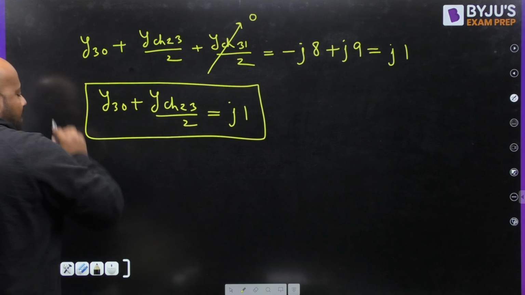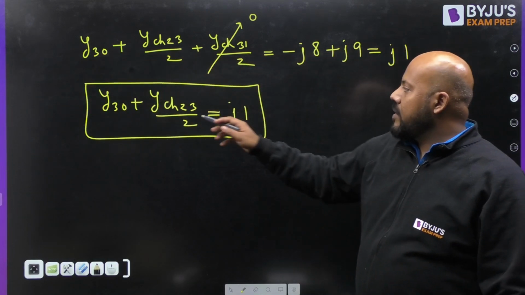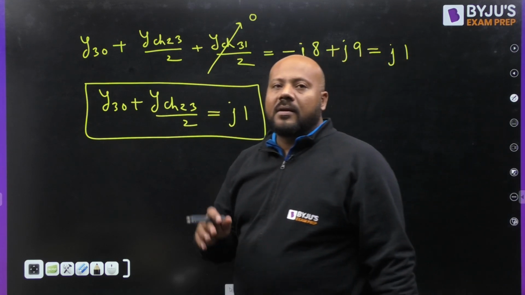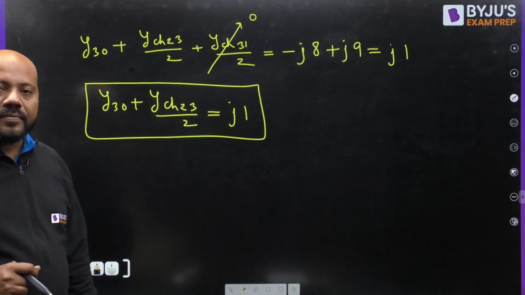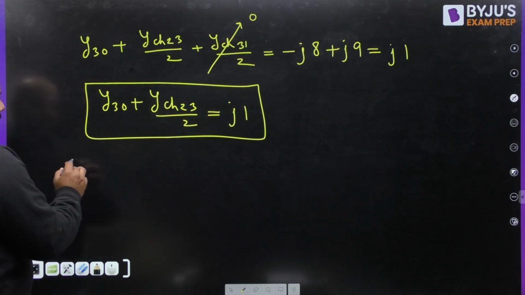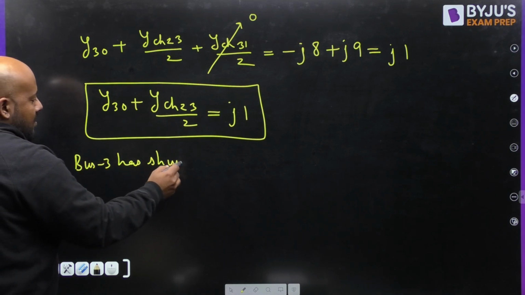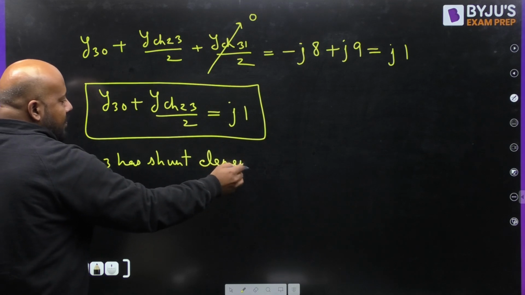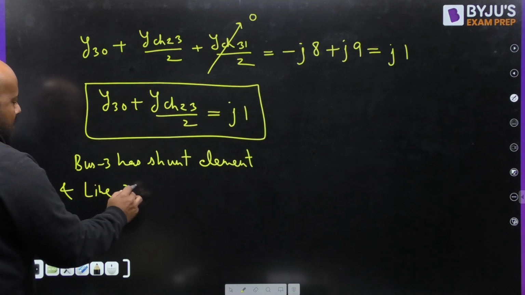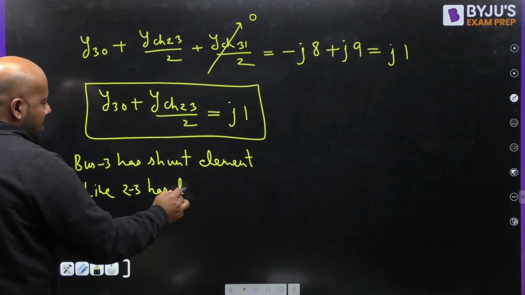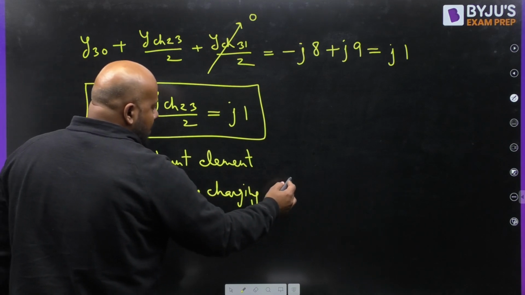So again there can be infinite ways, infinite values which you can put for Y30 and Y charging 23, and you can get these two capacitances being compensated by this, because the equation has to satisfy. So the conclusion you can draw is that bus 3 has shunt element and line 23 has line charging capacitance.